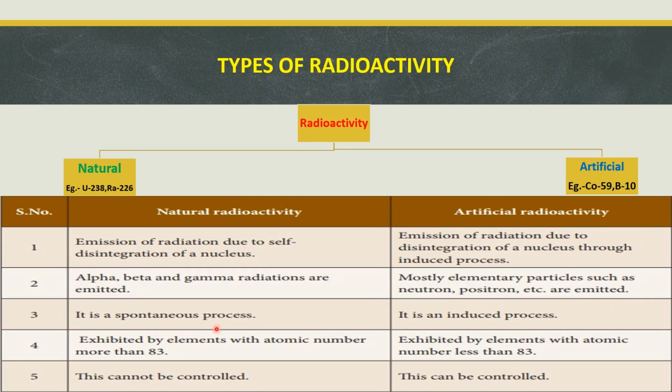are emitted. And natural radioactivity is a spontaneous process, that means those processes which happen spontaneously. Artificial radioactivity is an induced process. Natural radioactivity is exhibited by elements whose atomic number is more than 83, and artificial radioactivity is generally exhibited by elements with atomic number less than 83. Natural radioactivity cannot be controlled, and artificial radioactivity can be controlled. These are some differences between artificial radioactivity and natural radioactivity.